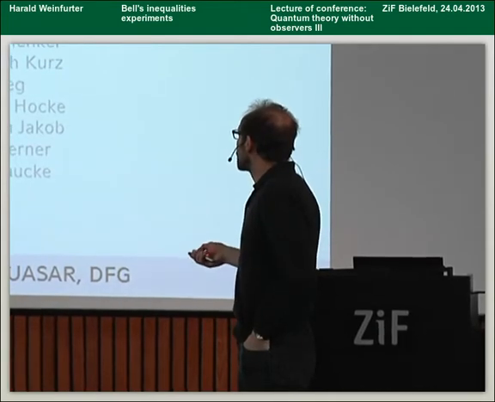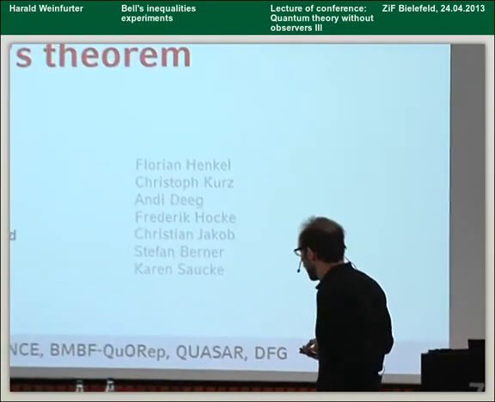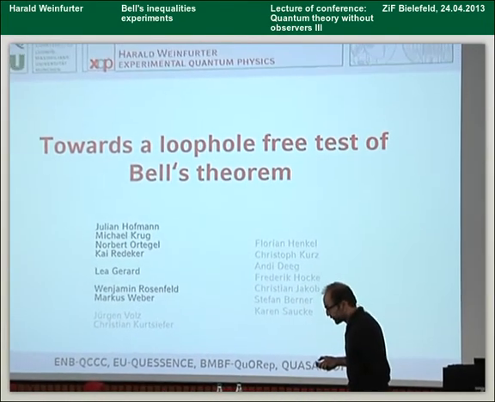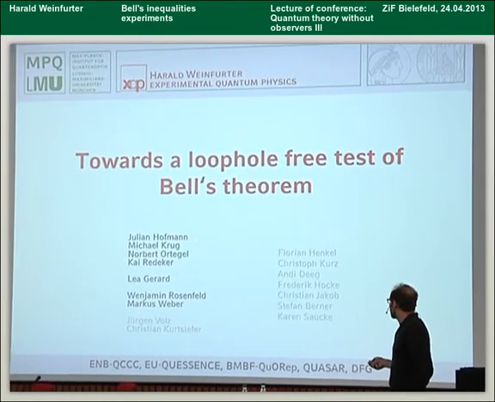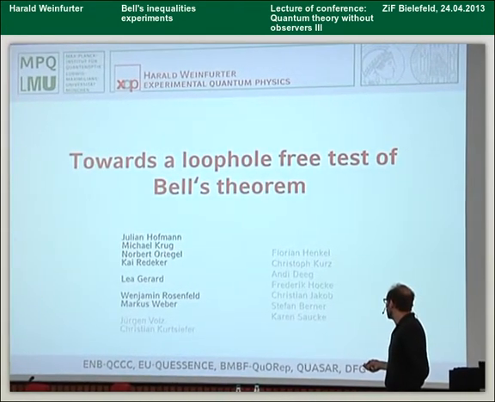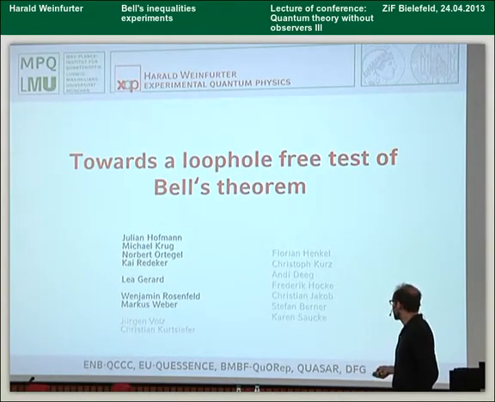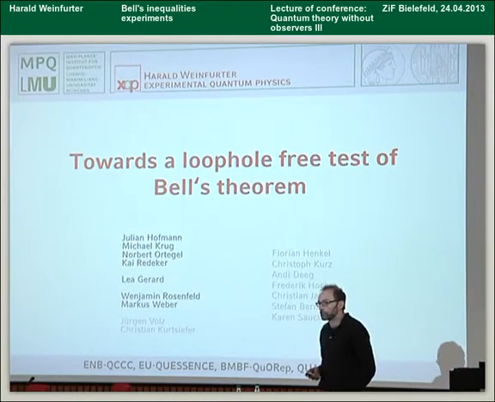What I want to mention first, of course, is the work of my students and collaborators. Most of the experimental results I want to show you today were done by Julian Hoffmann and Michael Krug. And in a moment, Norbert Ortegel and Kai Redeker, they are the PhD students now working on it. And actually Daniel Burchardt, I completely forgot. There's still one more PhD student now, of course. Lea was with us for master students, and the group is led by Benjamin Rosenfeld and Markus Weber, and it started before with Christian Kurziefer and Jürgen Volz.